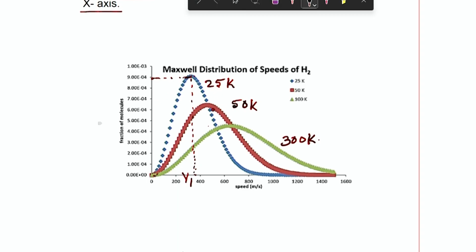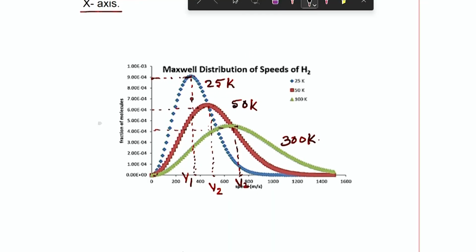Okay. Now, when the temperature is 50 Kelvin, just see the fraction of the molecules. It has been lowered, but the velocity value, if you check, is a higher one, V2. Now, again going to 300 Kelvin, the velocity value is again increased, to V3, but you just check the fraction, it is very low. So, this is the fraction of the molecules possessing the highest velocity.